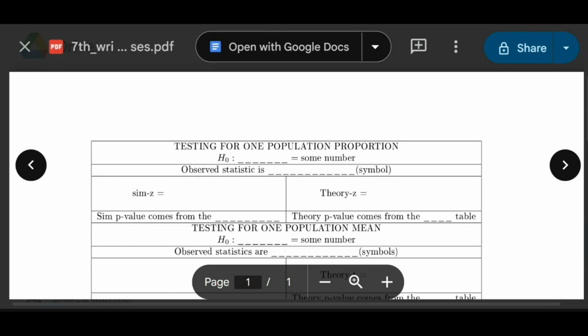We will answer this in the spreadsheet as well before we do the group work, because you will need these formulas in your group work. Right now, this is some symbol, and then give me the formulas for sim z and theory z. You can check your books. I want you to have these formulas ready and just write them. And then tell me where the p-value comes from. Which table did you learn to look at? Just give me the name of the table. When you are happy with your answer, I would encourage you to put them here.